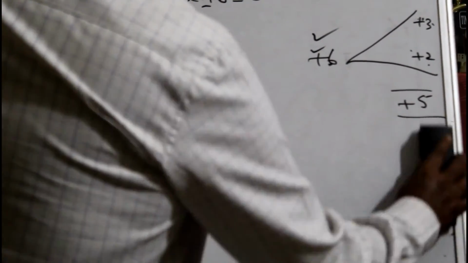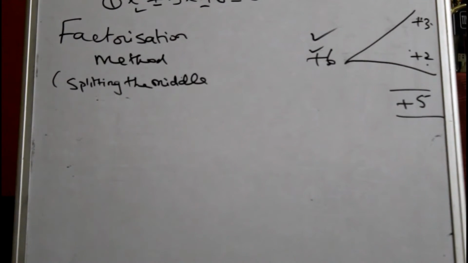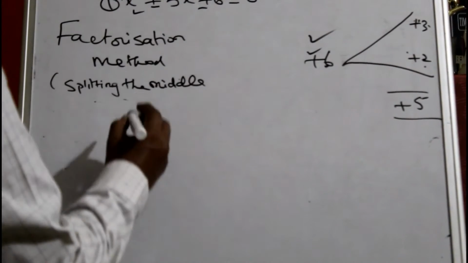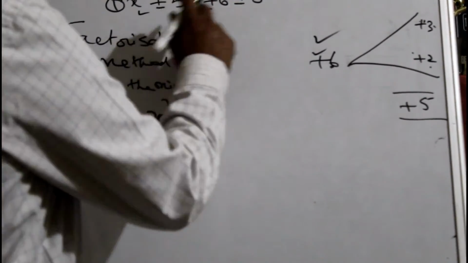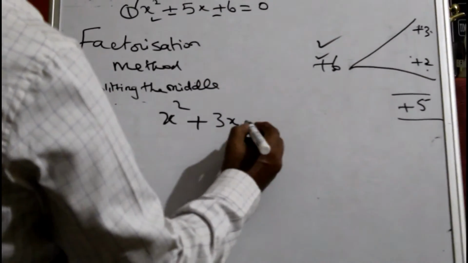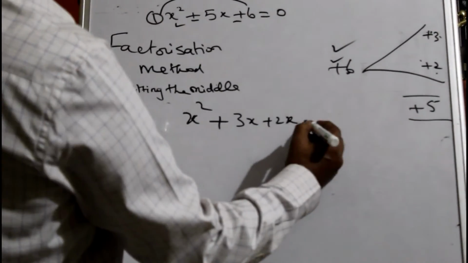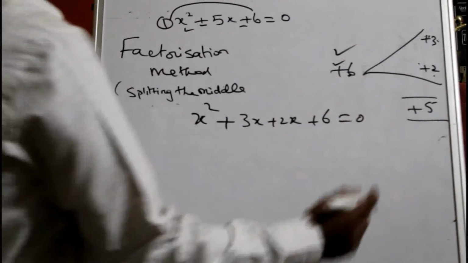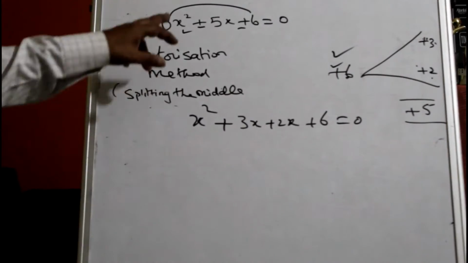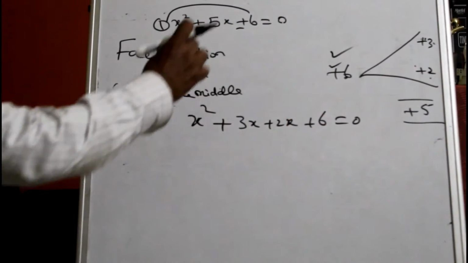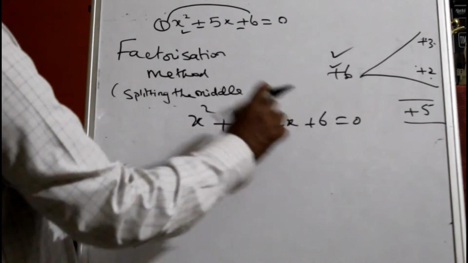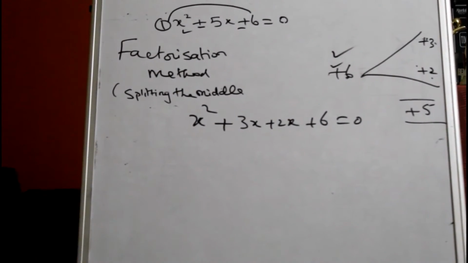Now we have to split the middle term. So look here. The first number is x squared. Don't disturb this number. Plus 5x you must split as 3x plus 2x plus 6 equal to 0. Remember, the sum is not changed. The x square is there, plus 6 is there, equal to 0 is there. The 5x, the middle term, is split as 3x plus 2x.